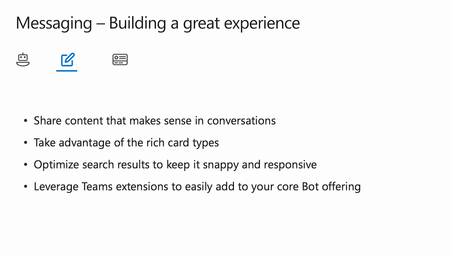Now, how do we build a great experience with message extensions? The first tip that I have for you is to share content that makes sense for your users in the context of a conversation, since we're starting from the compose box. Secondly, take advantage of rich card types, such as adaptive cards, to create engaging content for your user. Optimize your search results to keep the query snappy and responsive. And lastly, you can use the Bot Framework SDK to build message extensions and add it as a part of your core bot offering. Further, if you choose to, you can just create a message extension by itself. You need not create a bot.